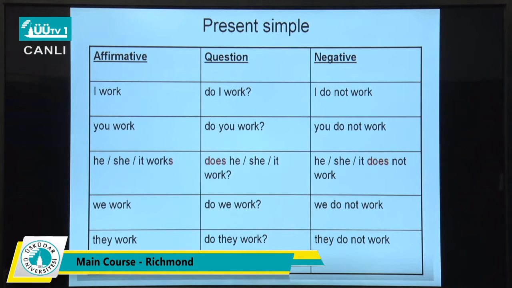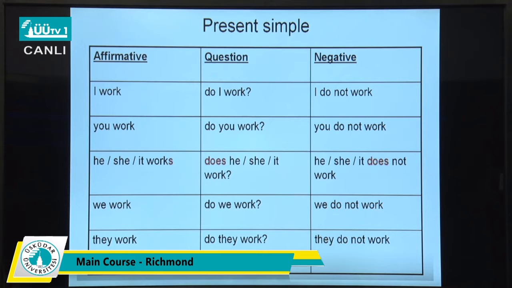Let's look at the grammar structure of present simple tense quickly. In the positive sentences, we use the verb with I work, you work. But with he, she, it, the verb gets S. He works, she works, it works. And then with we and they, we don't put an S. We work, they work.